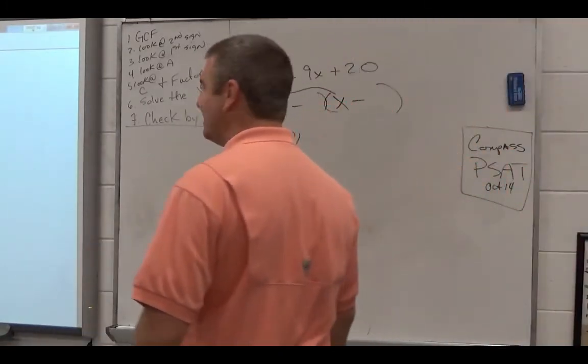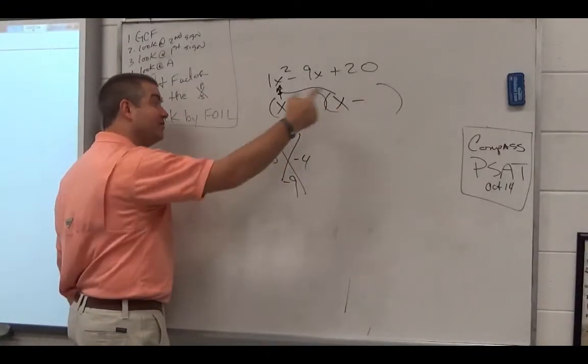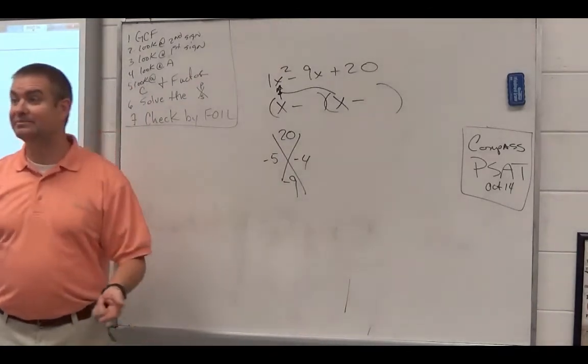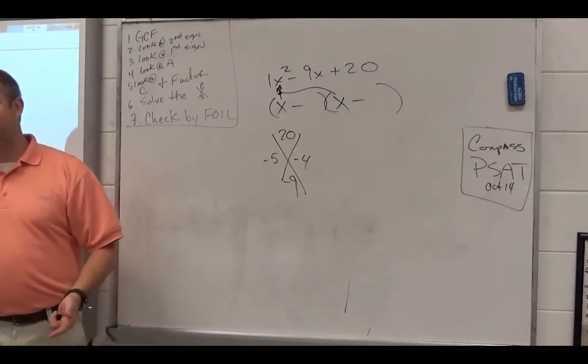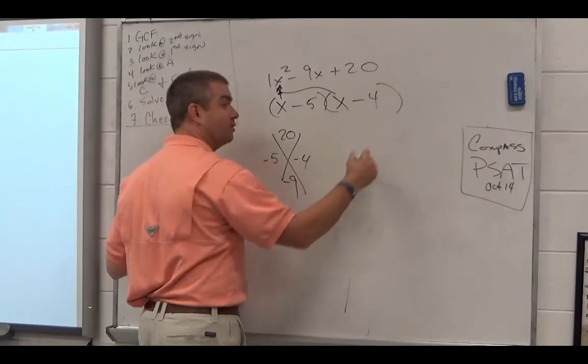Why do they have to be negative? Because it's a positive 20. You can't add. They both got to be negative. When I multiply a negative times a negative, I get a positive. I get positive 20. When I add negative 5 and negative 4, I get negative 9. So 5 goes here and 4 goes here.